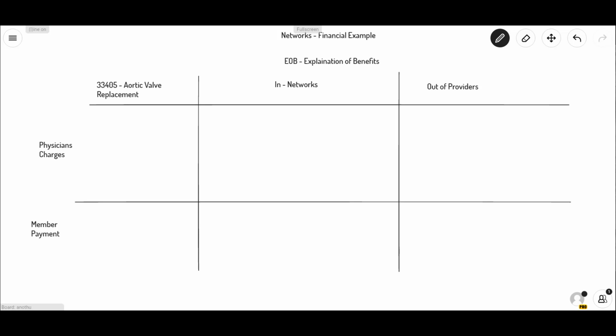This is the third part of videos dealing with the network benefits of a health insurance contract. And in this video, we're going to deal with a financial example of how the network benefits would work. In the previous videos, we talked about provider contracting and health plan design.